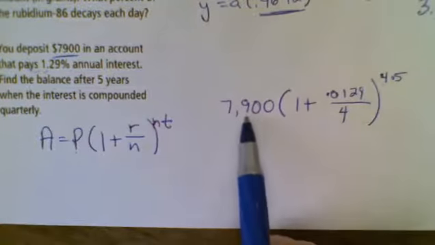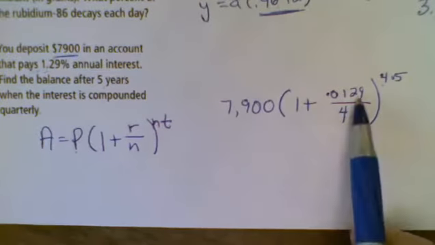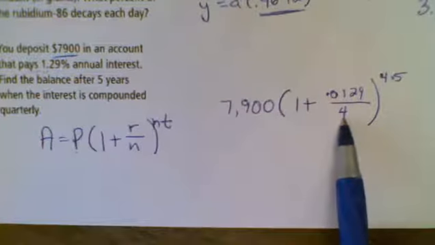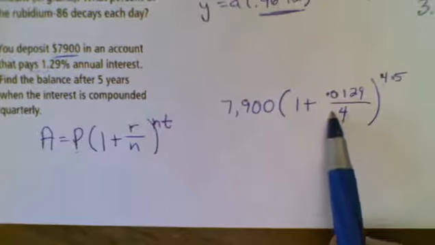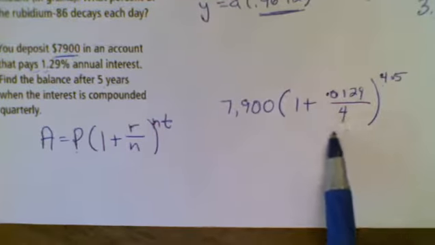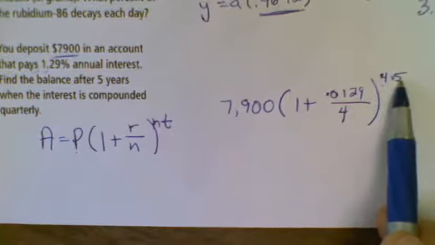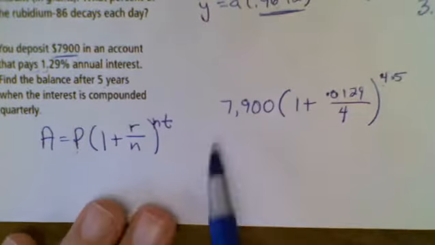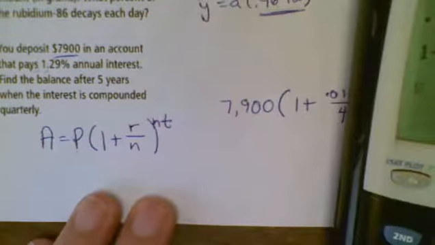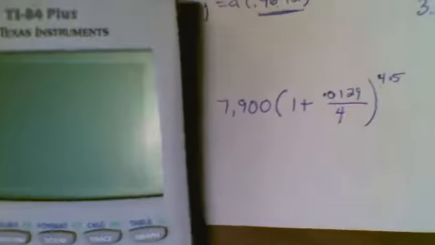So this is my starting amount, times 1 plus the rate as a decimal over the number of times it's compounded per year. If it's monthly, it's 12. Yearly, it's 1. If it's compounded semi-annually, that's twice a year, so n is 2. If it's daily, that would be 365 times a year. So this is the number of times it's compounded in a given year. T is the number of years. Once you have those things filled in, just use your calculator.